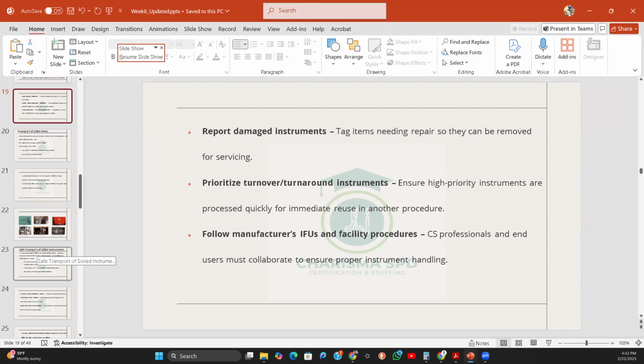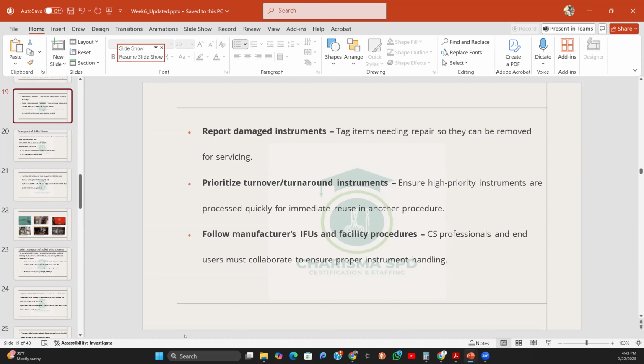The instruments that are damaged in the process of use or that do not meet the quality that the surgeon is looking for, these instruments need to be tagged. So instruments that are deemed damaged, deemed dysfunctional, cannot be used for the case for which the surgeon was asking for it. They need to be what? Tagged. Once they are tagged, we need to pay attention to the tags.